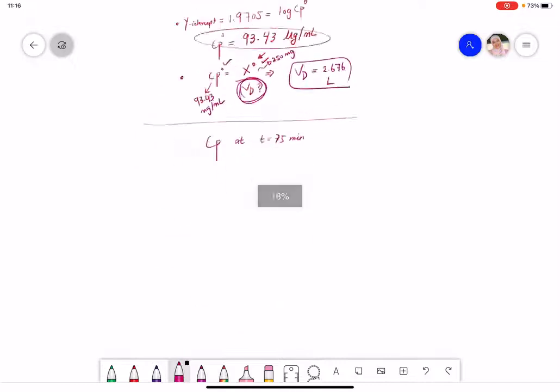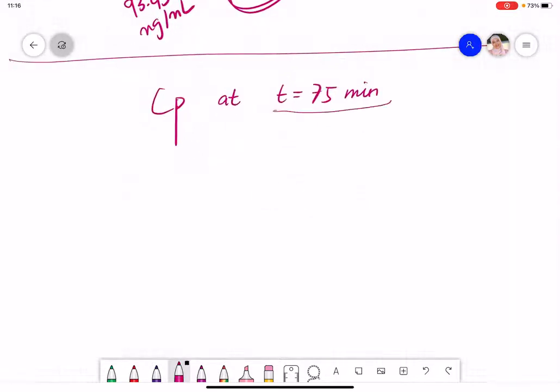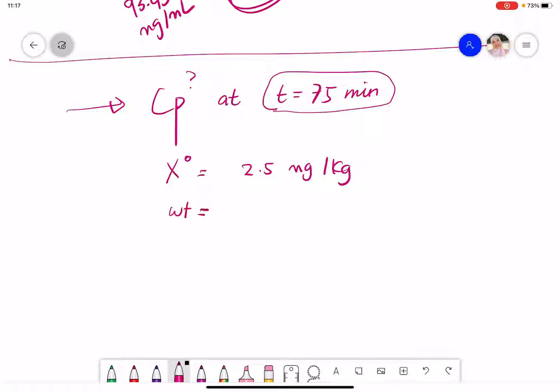So be careful that the time is in the unit of minutes. We need the concentration if the dose administered is equal to 2.5 milligram per kg to a patient or individual with a weight of 70 kg. Okay? Notice one thing, that the given dose is changing, so accordingly, the CB naught would be different.